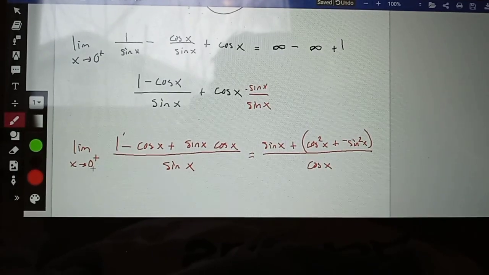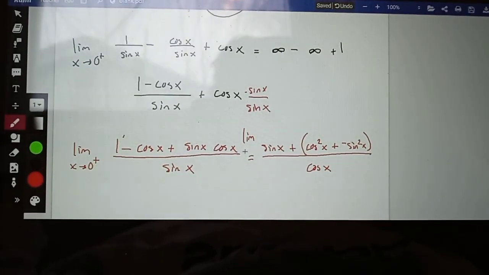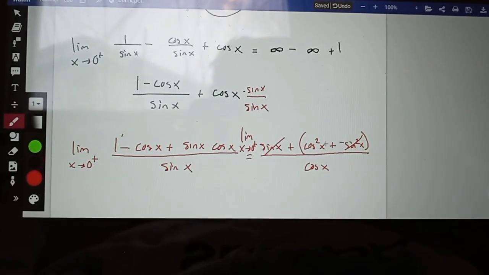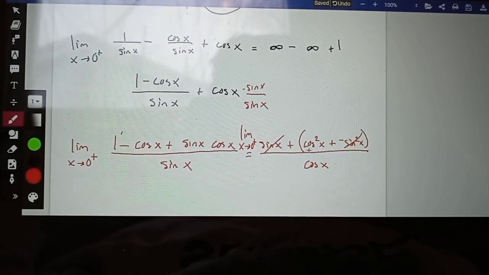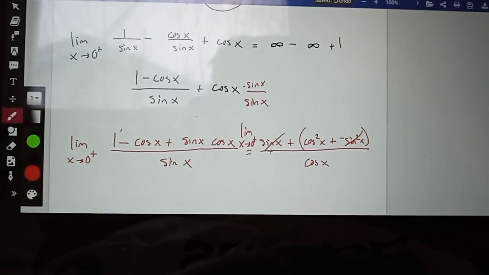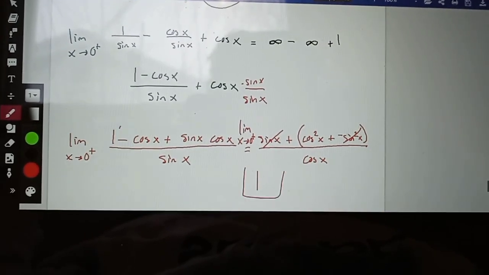So now you plug in 0 again. This goes away, this goes away. These can cancel out to be cosine of x. Cosine of 0 is just equal to 1.